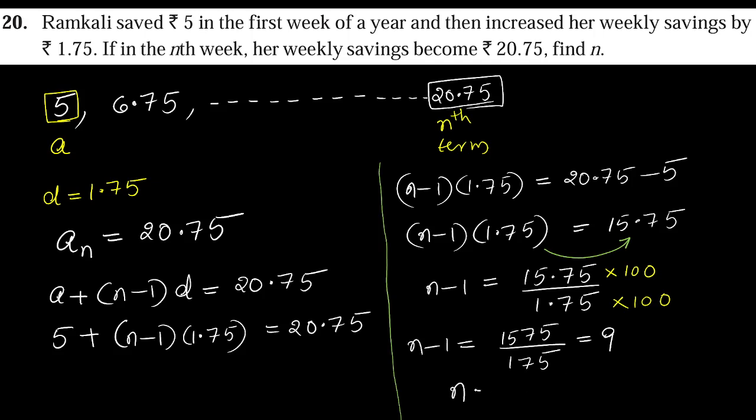So what is the value of n? That minus 1 goes to the other side. N equal to 10. So the answer is 10. So it's a very simple question based on nth term. All of you clear? Understood?